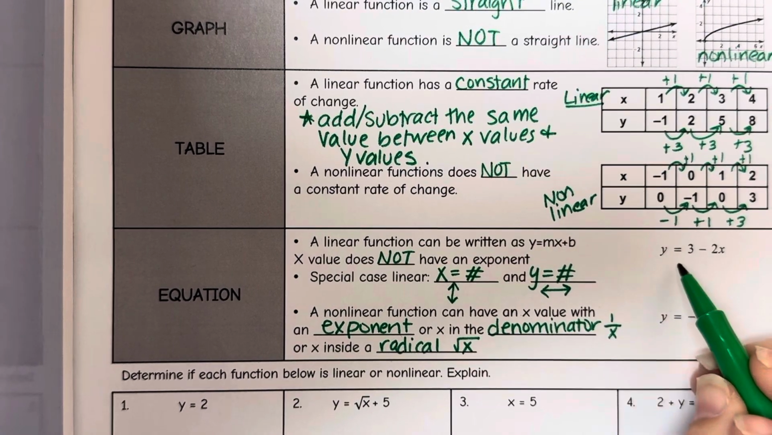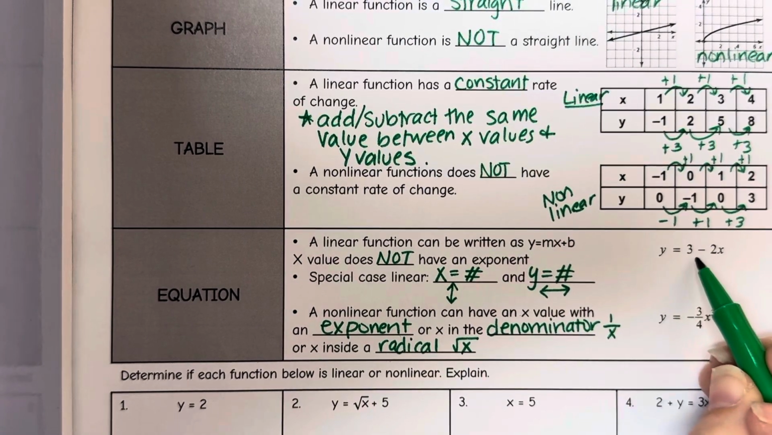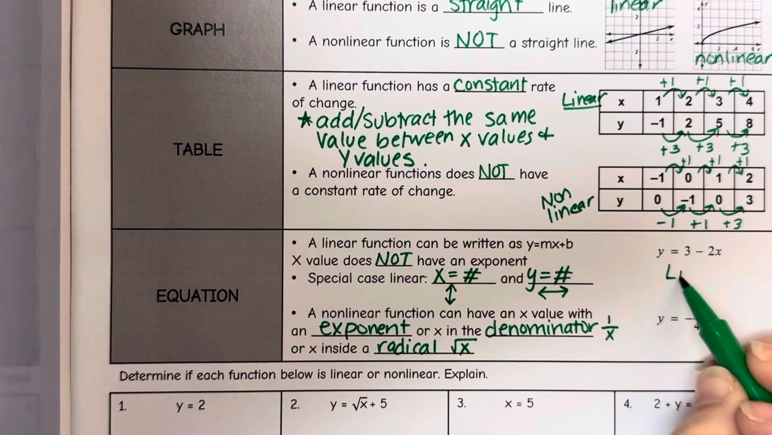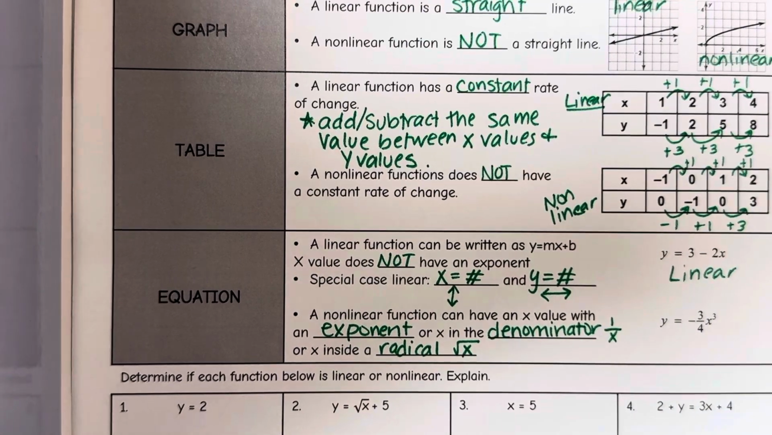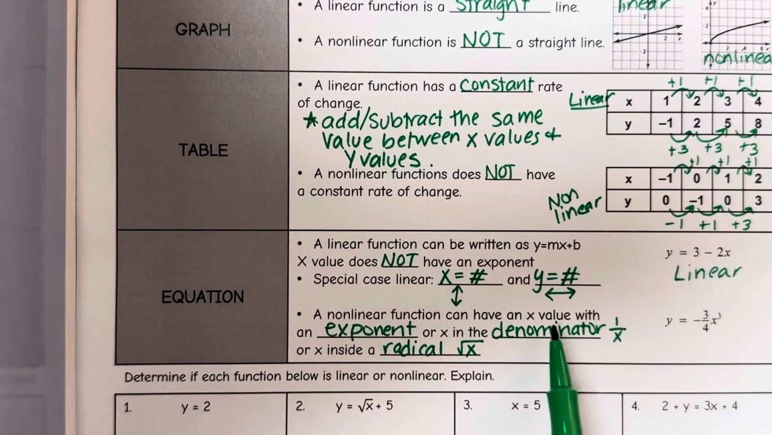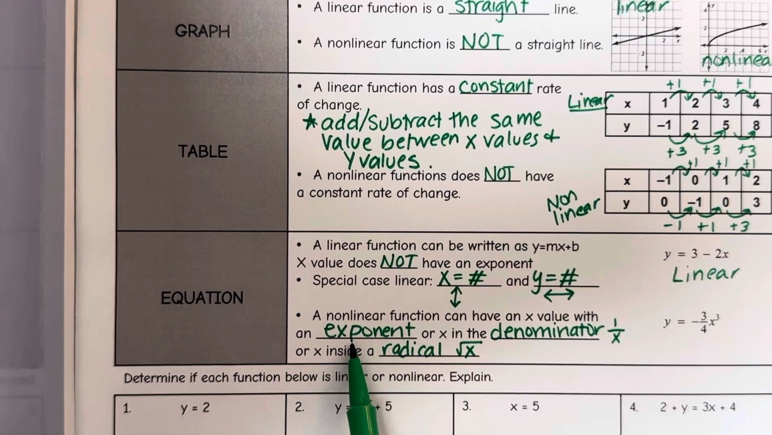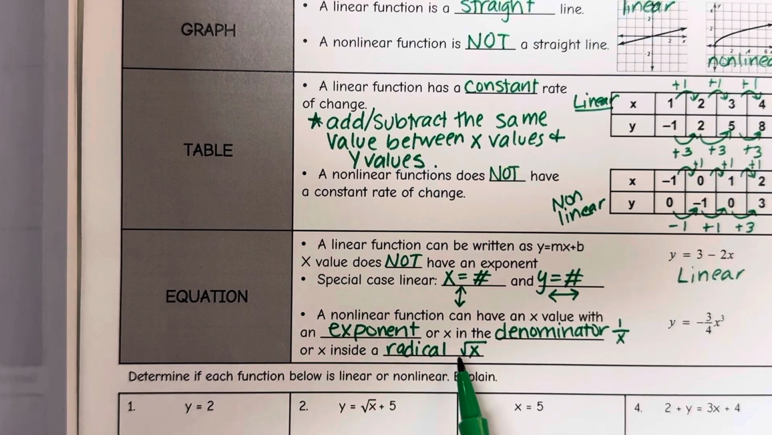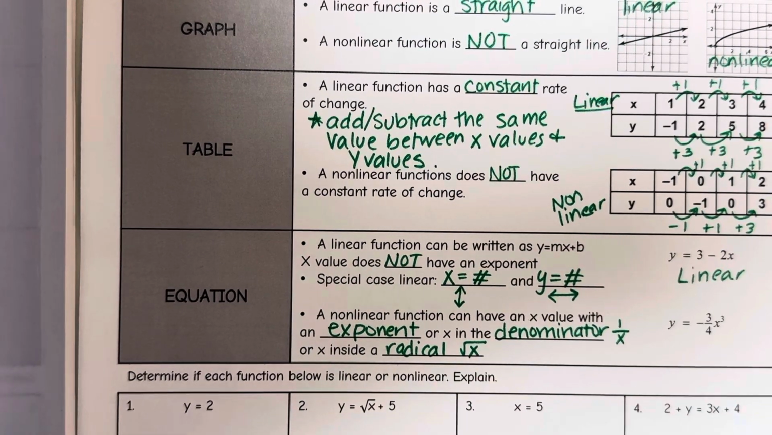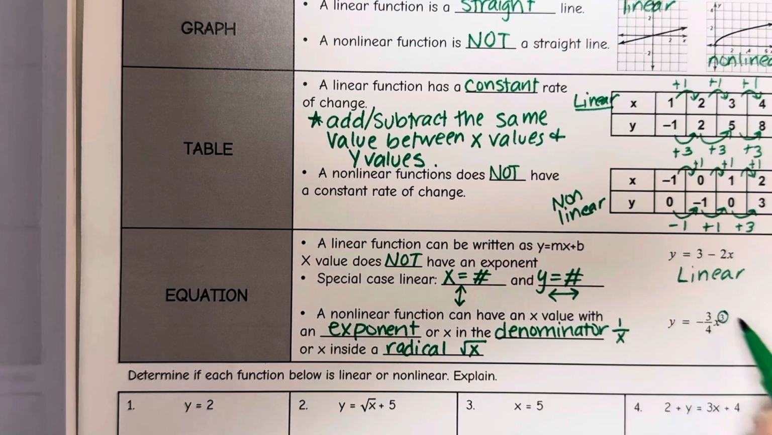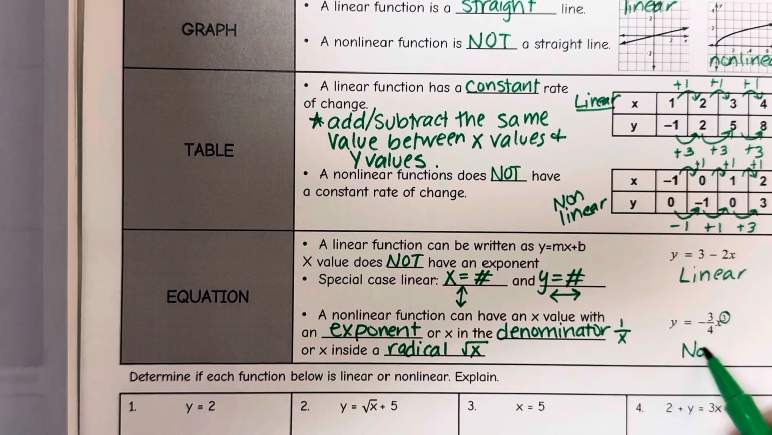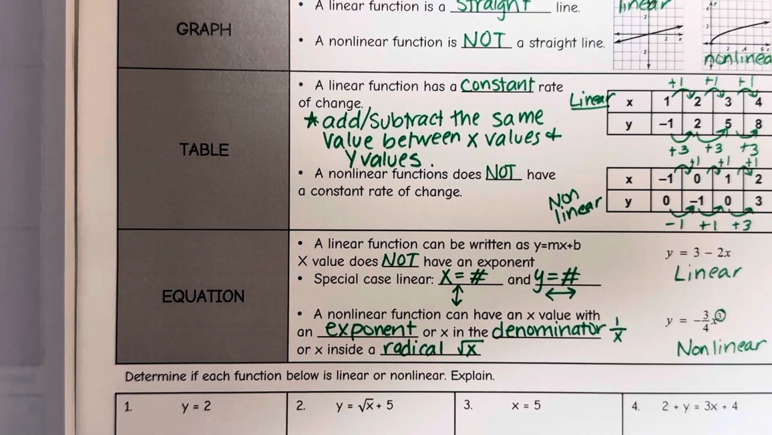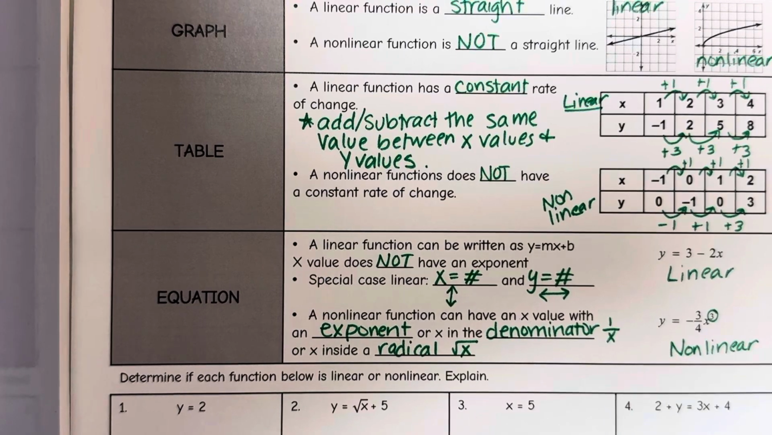So if I look here, I see this y equals 3 minus 2x. My x does not have an exponent. This is linear. But let's look at some things that are going to make an equation not linear. A nonlinear function can have an x value with an exponent, or an x in the denominator, which is the bottom of a fraction, or an x inside of a radical, which this is a radical with an x inside, or any variable. So here I've got x cubed, that has an exponent, so this is non-linear. So we're going to look at some more examples, looking at different representations to decide if they're linear or nonlinear, and we're going to write a reason.